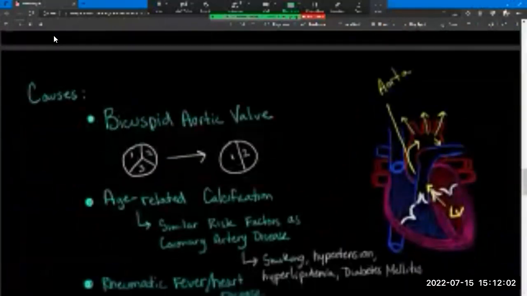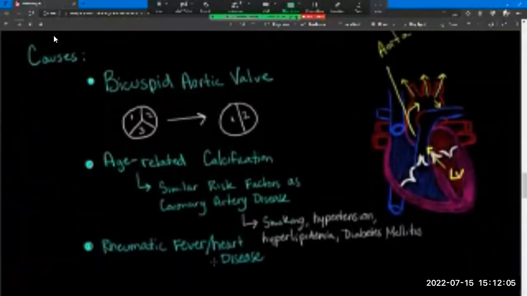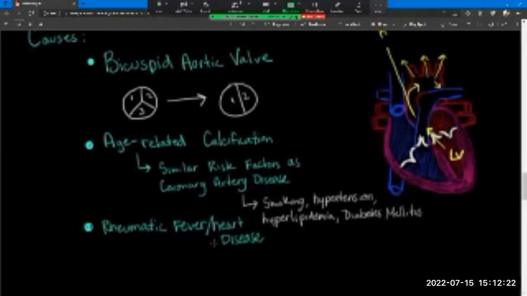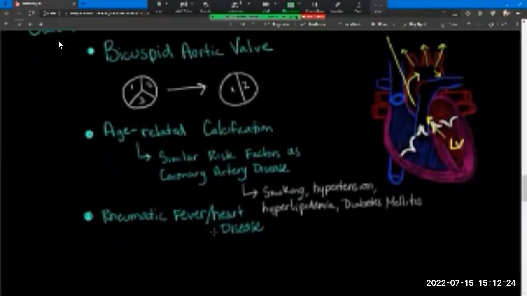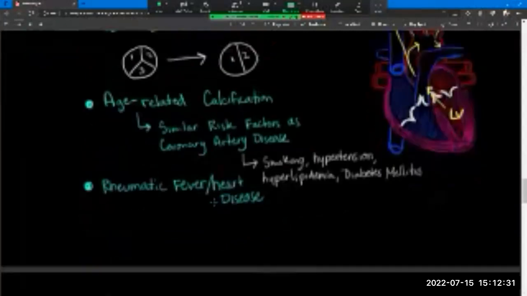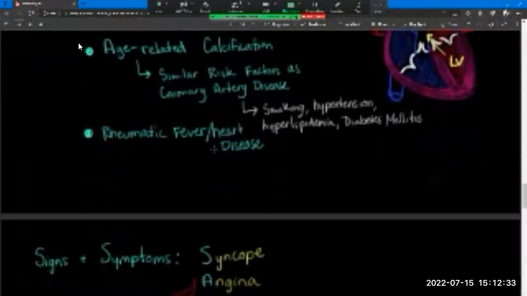And then we have the causes. So we have bicuspid aortic valve, normally it's tricuspid, but some are bicuspid. So they will get worn out faster. Also, age-related calcification, with the same risk factors as coronary artery disease, like smoking, hypertension, hyperlipidemia, and diabetes mellitus is the bad one.